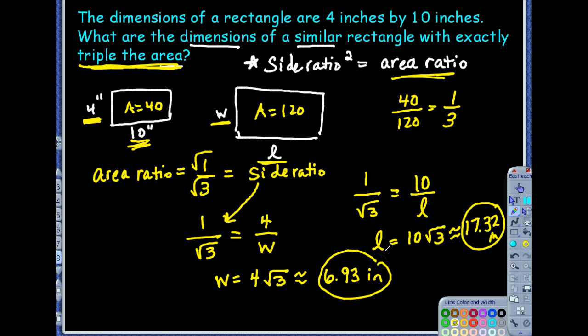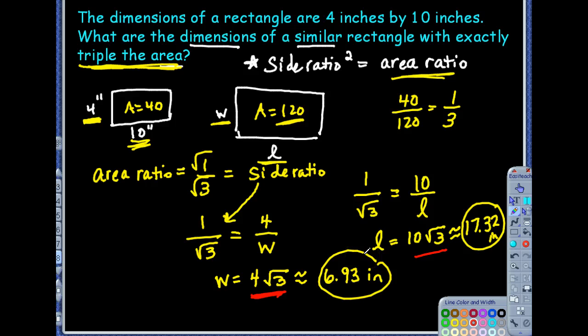Now, how could you check to make sure? Well, these are rounded answers, so it's not going to be exact. If you take 6.93 times 17.32, you should get an area that's around 120. In fact, I'm going to leave that exact 17.32 in my calculator because I still had that. And I'll just take it times the 6.93. And that's going to give me 120.03. So super close, but I left that one rounded. You could also multiply 4 radical 3 times 10 radical 3, and it's exact. So that's another way of doing it.